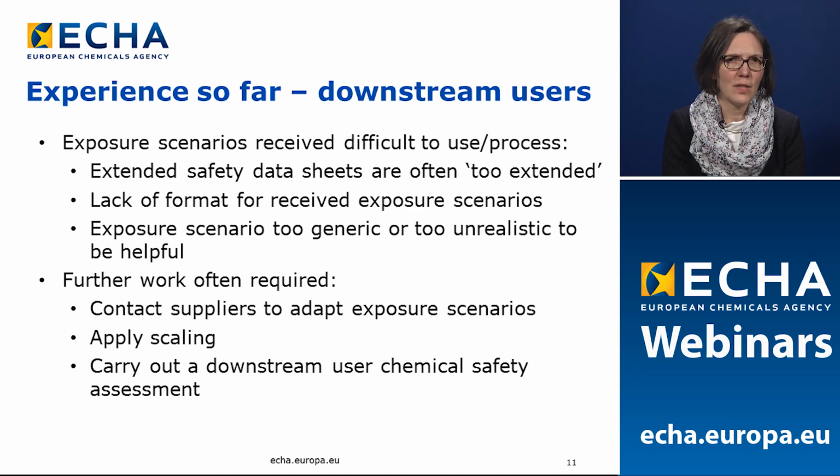The exposure scenarios received are often too generic or too unrealistic. Downstream users are not able to demonstrate that their use is covered and that they have the appropriate risk management measures in place. For downstream user companies, it simply means further work. Suppliers need to be contacted to ask for adaptation of the exposure scenarios. Alternatively, the companies need to ask an expert to apply scaling or carry out a downstream user chemical safety assessment. In any case, it means extra costs.